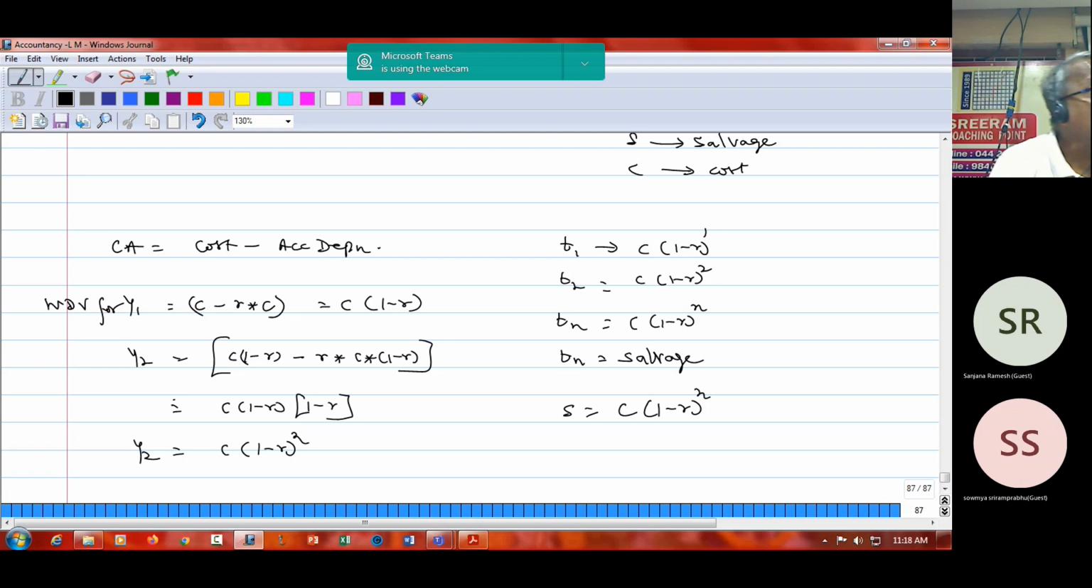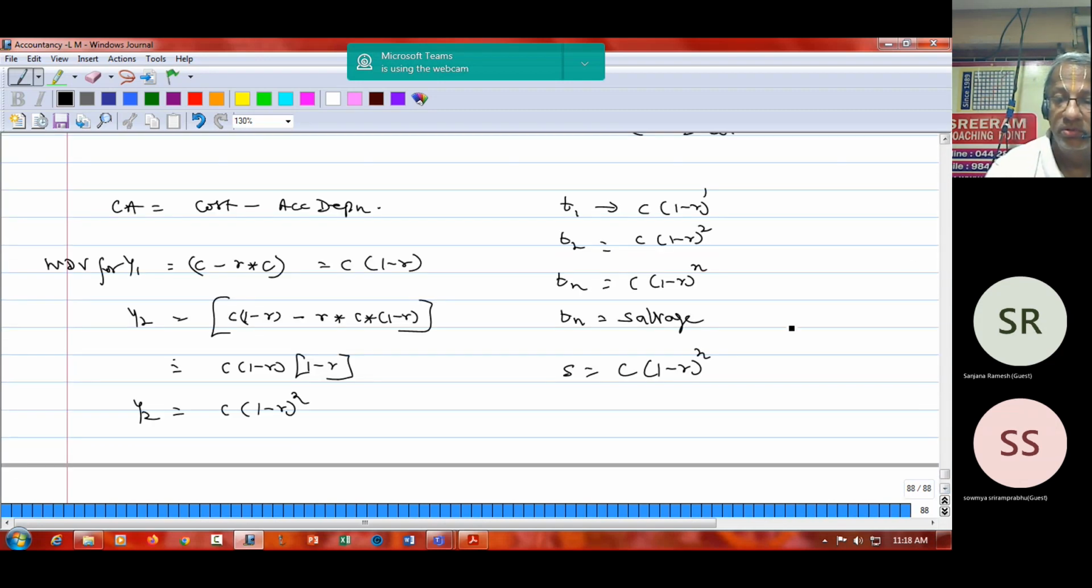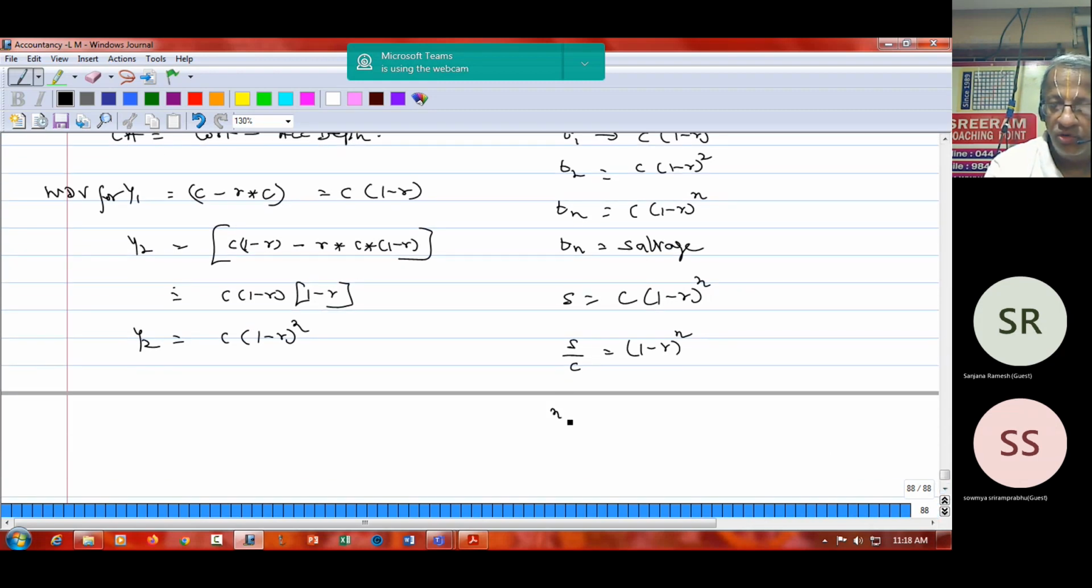Now I have to find out R. How do I find out? S divided by C is equal to 1 minus R to the power n. Agree? Yes, sir. Nth root of S by C equal to 1 minus R. R is equal to 1 minus nth root of S by C.